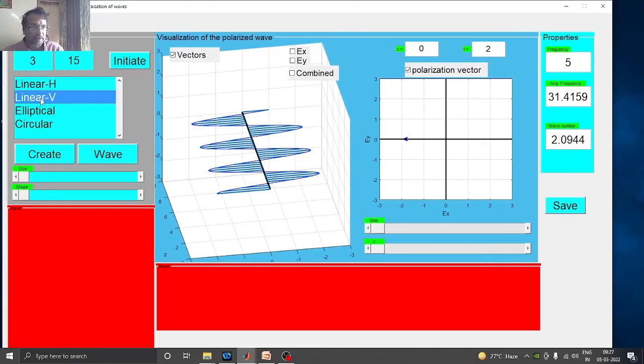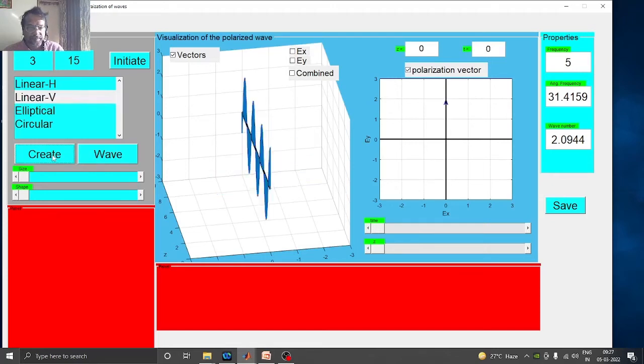What happens to vertical? Let us see. This is the actual wave, and you can see the vector is oscillating in the vertical direction.